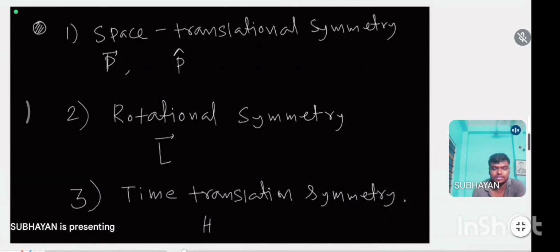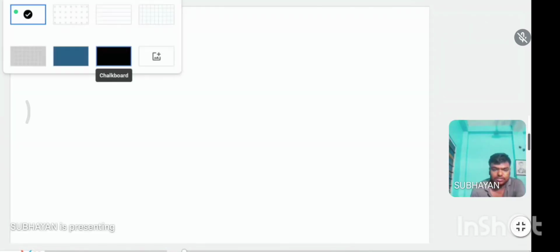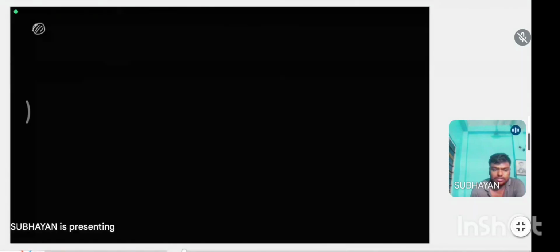So the generator of space translational symmetry is linear momentum. The generator of rotational symmetry is angular momentum. And the generator of time translational symmetry is the Hamiltonian, or the total energy in classical mechanics, and in quantum mechanics the corresponding operator. Okay. So now we have to learn about rotational symmetry.